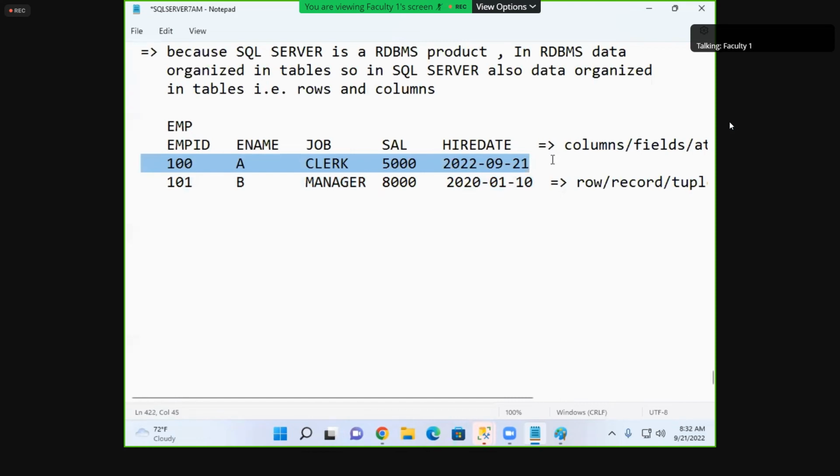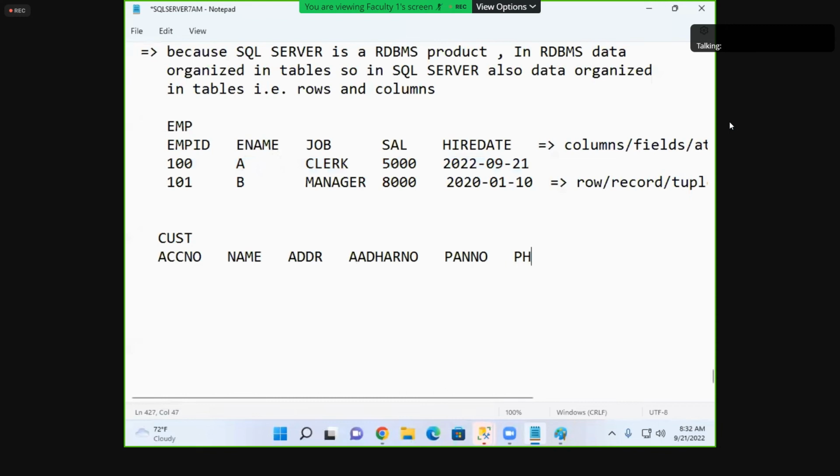In customer table, each row contains one customer's details. In student table, each row contains one student's details. Suppose a bank stores customers' data. Every bank stores what? Customers' data: account number, name, address, Aadhaar number, PAN number, email ID, phone number, etc. So in the bank database, there is a table called customer table.